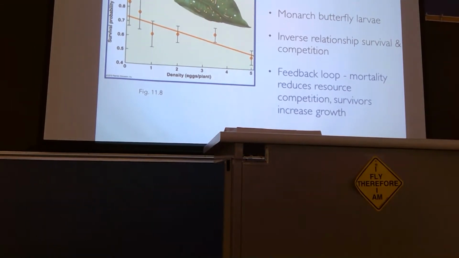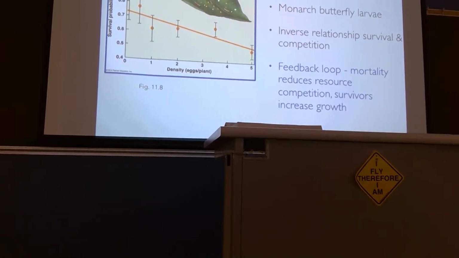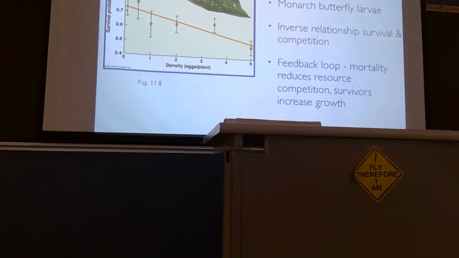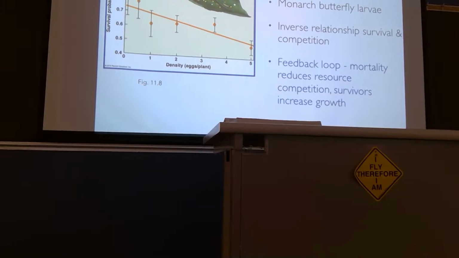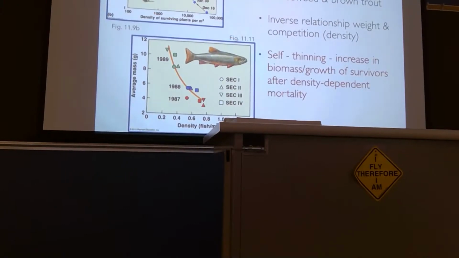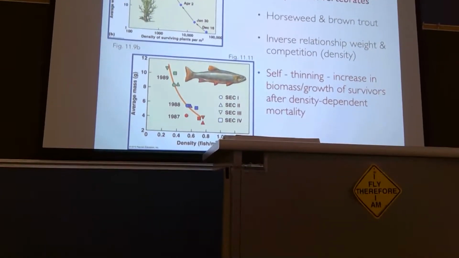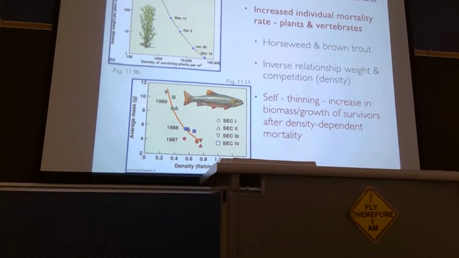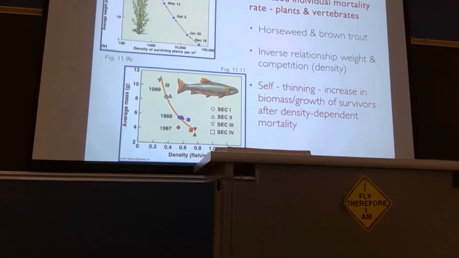And that's this feedback loop: as more of you die from competition, the survivors will do better, they'll grow and reproduce better. And then again, you get these kind of cycles in populations as well as these not completely straight lines in relationships. Okay, my last example here of increased mortality has to do with both plants as well as with vertebrates.